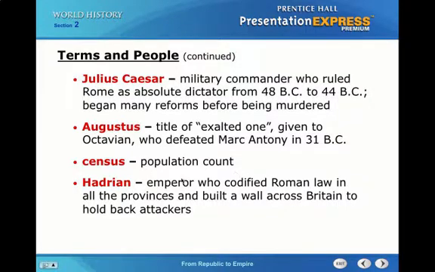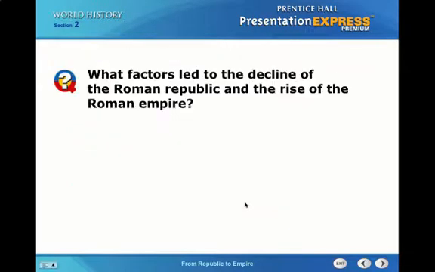Census, population count for tax purposes. Well, for other purposes. The Romans used them for tax purposes, and the United States uses them not just for taxes, but also for representation. And then Hadrian is an emperor who codified Roman law and built the wall across Britain.